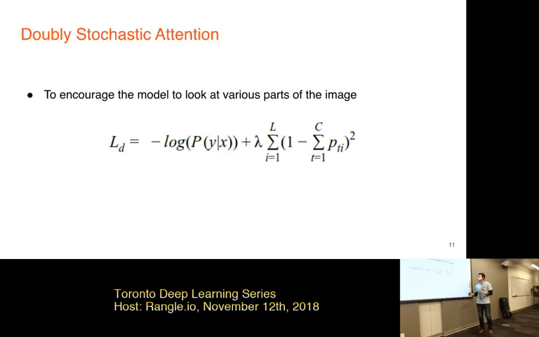What's L? Yeah, the 1 over L. Oh, this is the number of grid locations, so it would be 196, so 14 by 14. Oh, okay. It's in the paper. I didn't put it in.